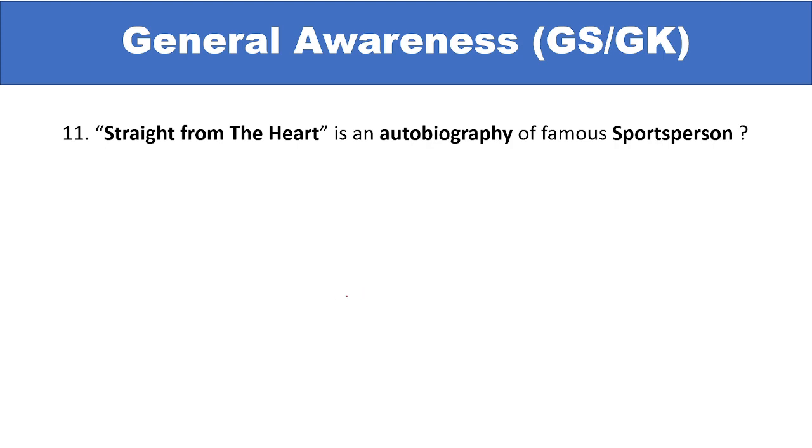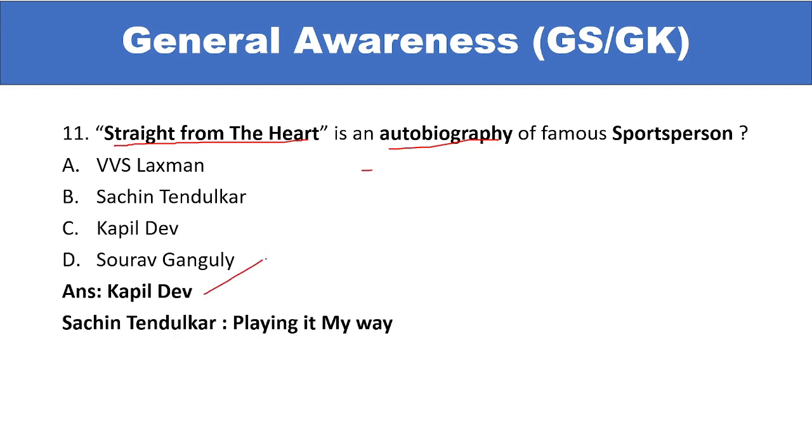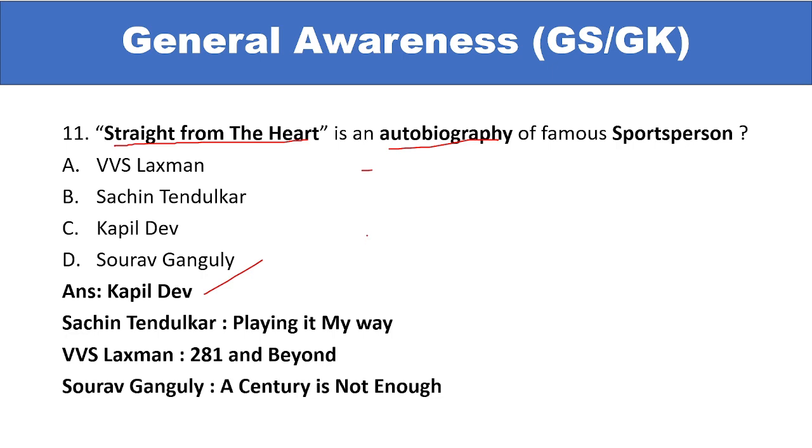Next, Straight from the Heart is an autobiography of which famous sports person? The options are VVS Laxman, Sachin Tendulkar, Kapil Dev, Saurav Ganguly. And the answer is Kapil Dev. Playing It My Way is the autobiography of Sachin Tendulkar. 281 and Beyond is the autobiography of VVS Laxman. A Century Is Not Enough is the autobiography of Saurav Ganguly.